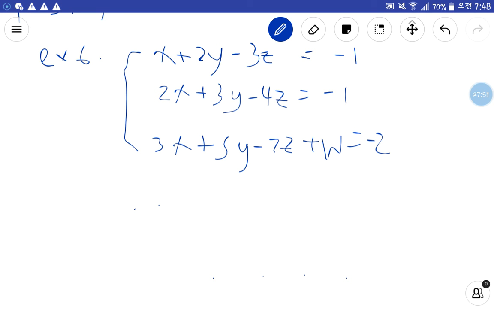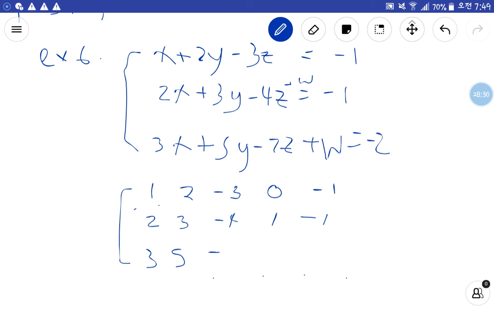As I mentioned, you can use your graphing calculator if you have that, but please practice by hand, and then you can make sure your answer is correct by using the graphing calculator if you have this function. So for now, I'm going to write down the augmented matrix, which is 1, 2, negative 3. Make sure you put the 0 for your letter w. And I forgot to put the w here. Negative 1, 2, 3, negative 4, 1, negative 1. 3, 5, negative 7, 1, negative 2. Okay?